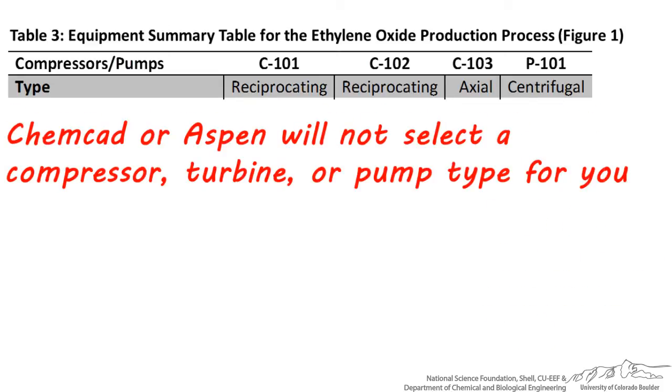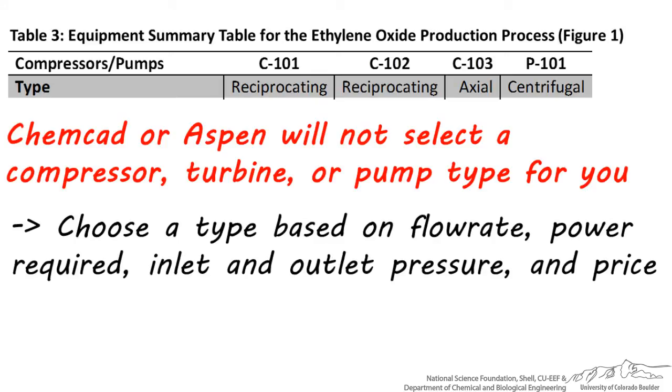Something that surprises most students is that ChemCAD or Aspen will not select a compressor, turbine, or pump type for you. I suggest you look in a design book and determine the best type based on the flow rate, the horsepower required to run the compressor or pump, the inlet and outlet pressure of the process stream, and the price. For this ethylene oxide process, I chose reciprocating for the compressors because it's the cheapest for their power requirement, axial for the turbine because almost all turbines are an axial design, and centrifugal for the pump because it's the most efficient and cheapest for the flow rate and power required.